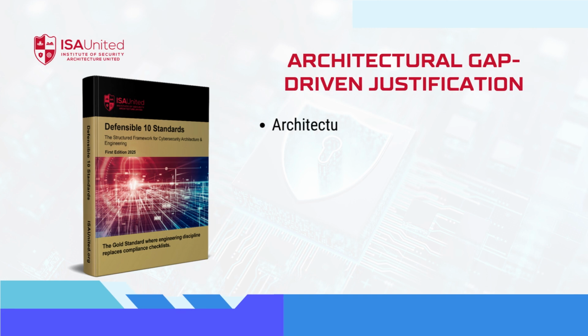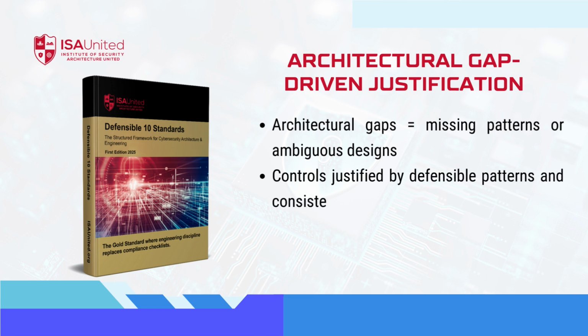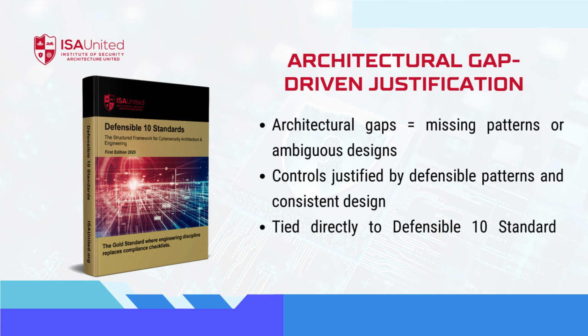Architectural gap-driven justification is about identifying where a system's design is missing defensible patterns or where ambiguity creates risk. Controls here are justified not because of a specific adversary technique, but because the architecture itself demands reinforcement. These controls are always tied back to the Defensible 10 standards, both parent and substandards, so that they remain consistent, measurable, and defensible.